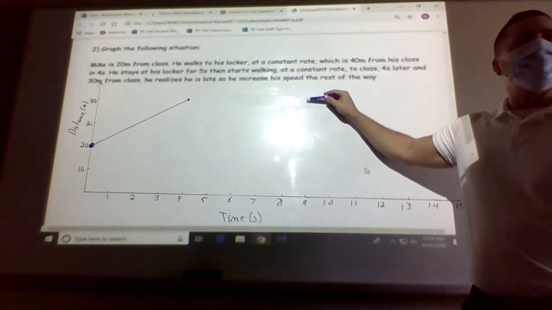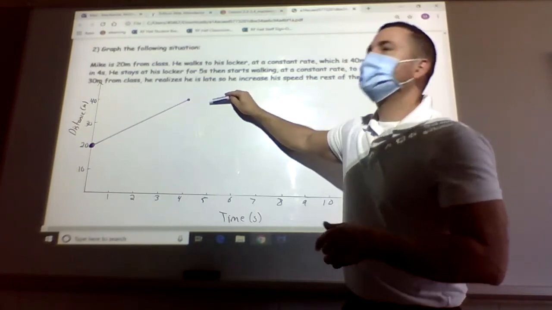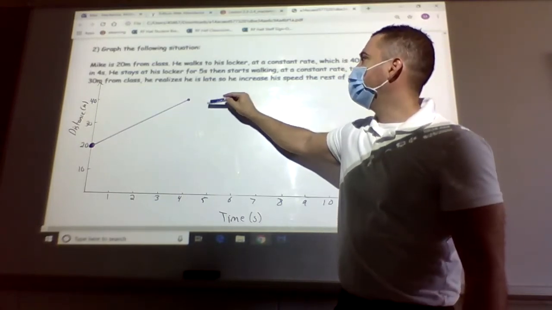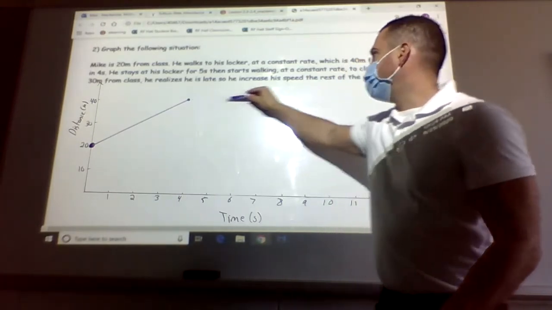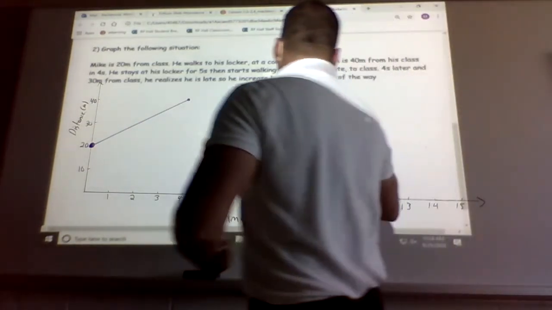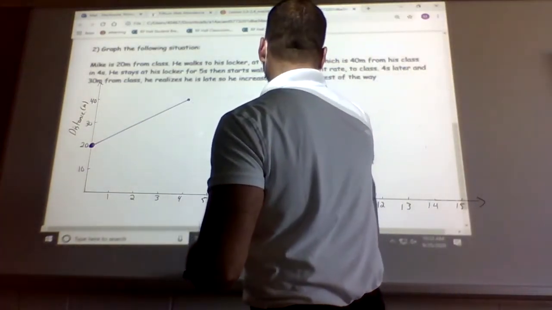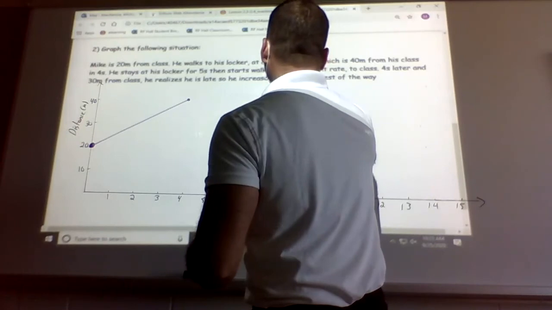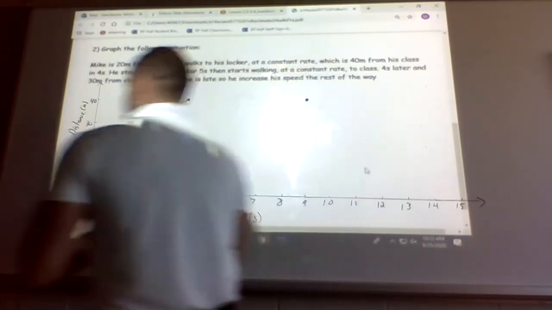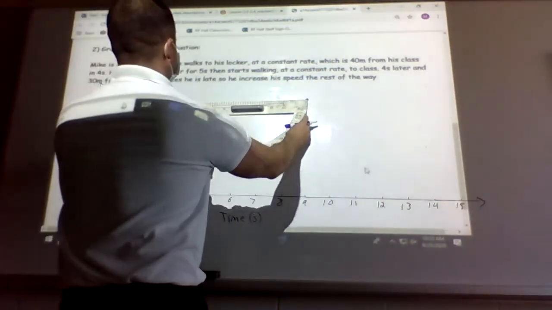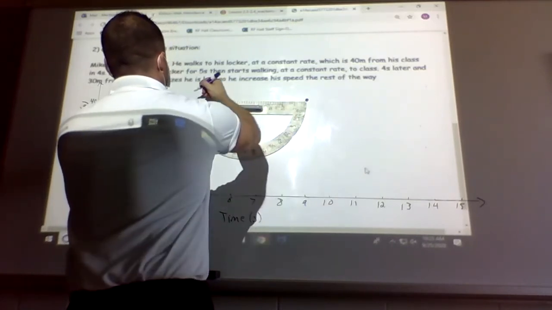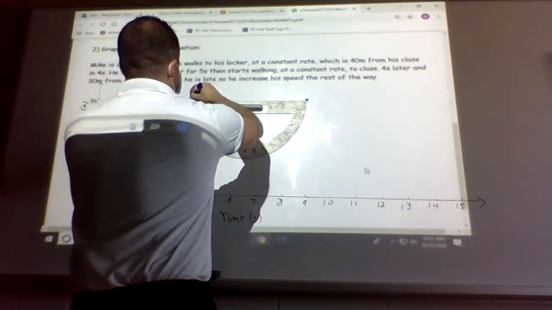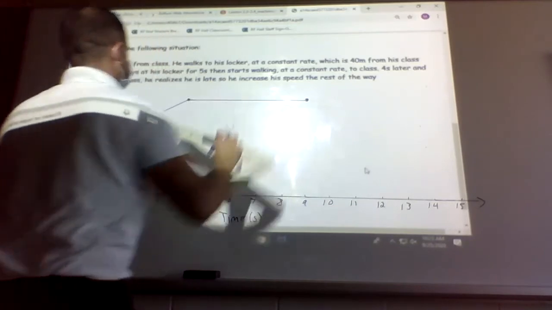Okay, a lot of times I have students that will go to 5. Well, actually, that's more grade 9s. They'll go to 5, but it's 5 seconds later. So we're going to 9. So 9 and 40. Okay, so for 5 seconds, he is at his locker.